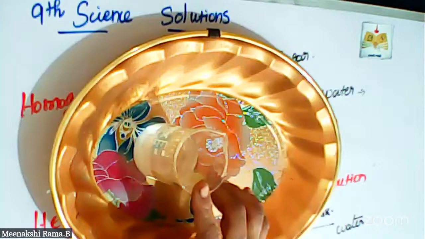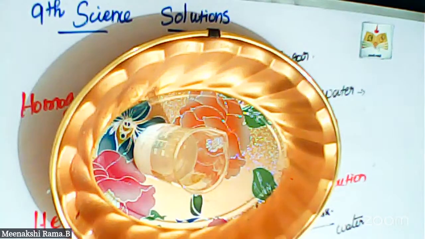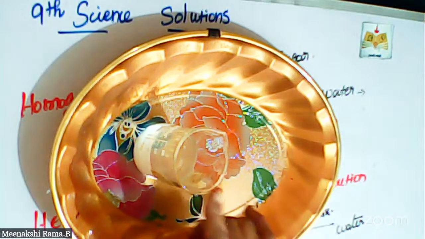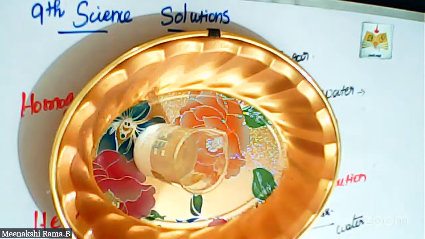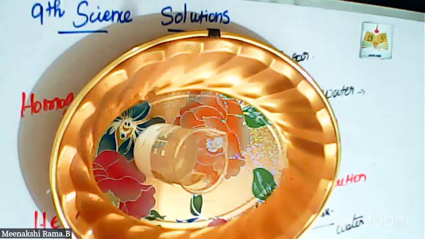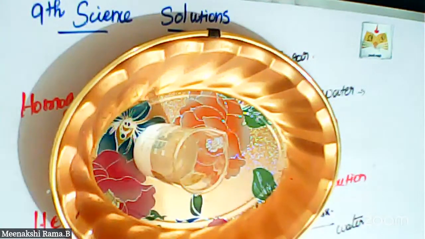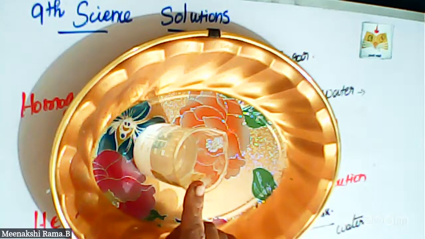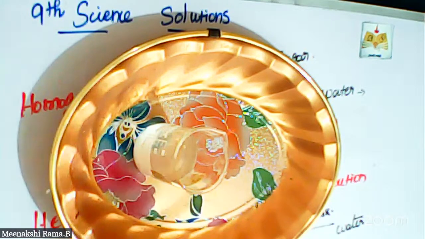So this is binary solution because only one solute is added into the solvent. Solvent is a water, solute is a salt. Only one solute is added in this beaker. So this is called as binary solution.